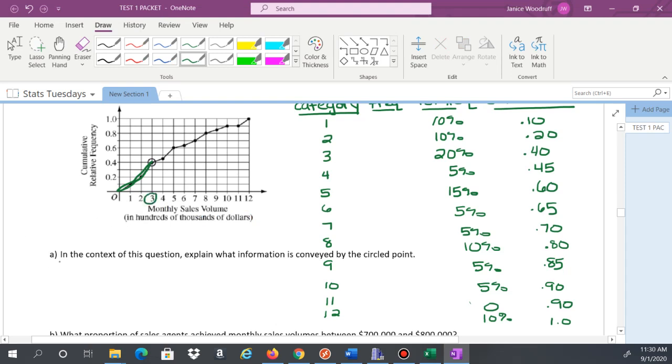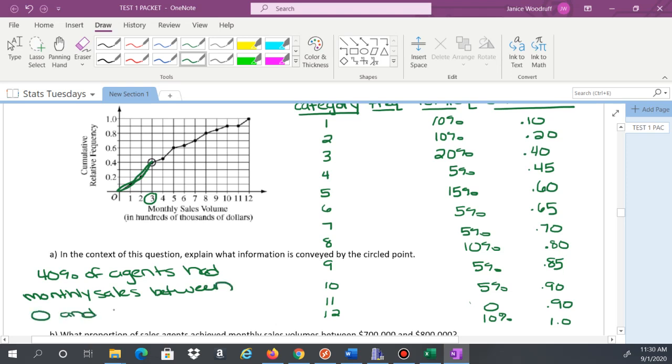That's what I would write. So I would write 40% of sales agents, or of agents, had monthly sales between 0 and 300,000. Or you could say 300,000 or less. Okay, because you're looking at a cumulative frequency graph, you're looking at it up to that point.